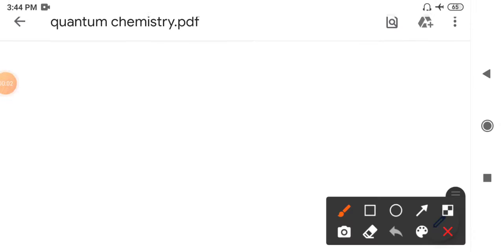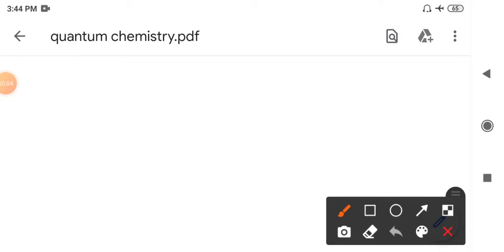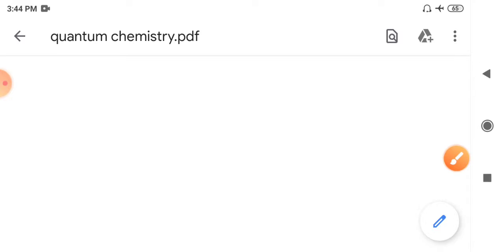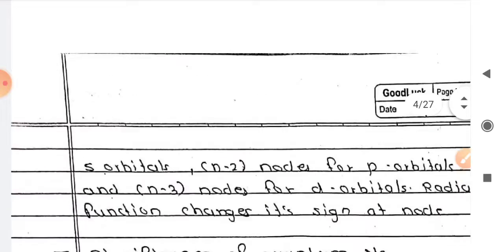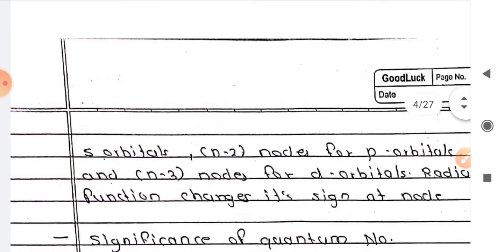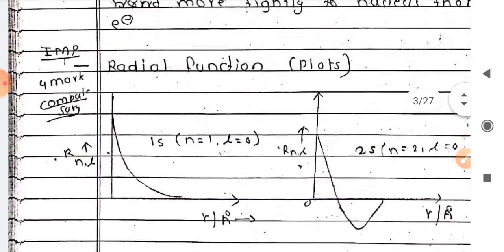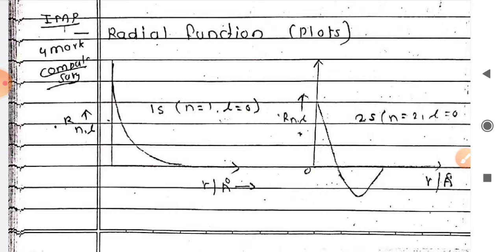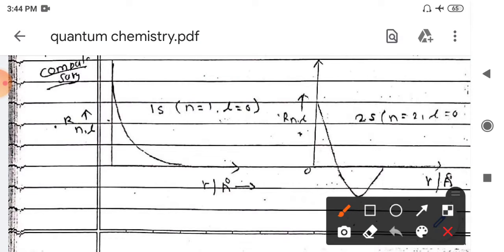So in the previous lecture we finished with the radial probability curve, or the distribution probability, of various orbitals for the hydrogen atom. Now we will see the radial plots for the hydrogen atom and the significance of radial functions. So for s orbital, the radial plots will look like this.